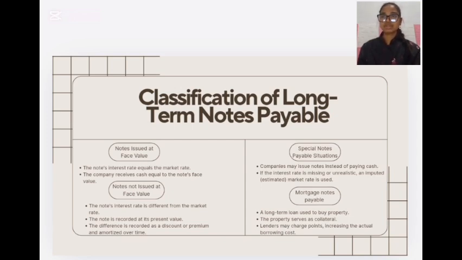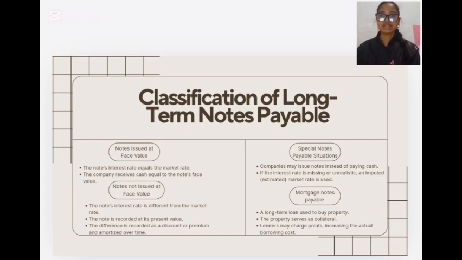So when the note's interest rate is equal to the market rate, and when the company receives cash equal to the note's face value, the notes payable are issued at face value. And if the note's interest rate is different from the market rate, or the note is recorded at its present value, or the difference is recorded as a discount or premium and amortized over time, the notes payable are not issued at face value.